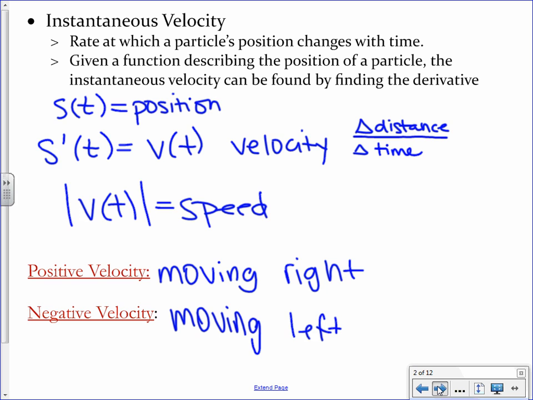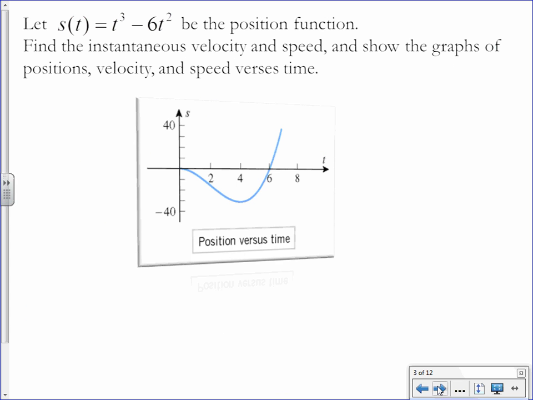So the first thing I want to look at is a position versus time graph. Here our position is t cubed minus 6t squared. So this is our position versus time. Let's talk about what this means. If this is the position versus time, we are beginning at the origin. What is happening from 0 to 4?